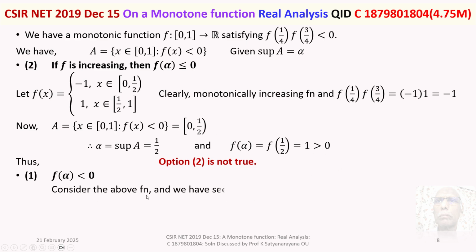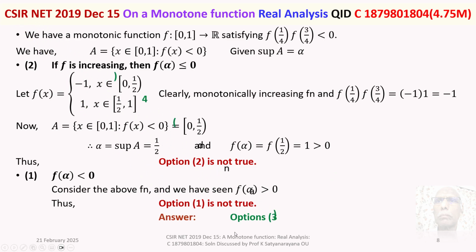So consider the above function, because on f, what type of monotonic function, whether it is increasing or decreasing, is not given. Therefore, we have taken increasing. Therefore, in the above example, we have seen f of alpha is 1, which is strictly greater than 0. But our option says strictly less than 0. Therefore, option 1 is not true. So, summarizing all the 4 options, option 3 and option 4 are true. Option 1 and option 2 are not true. Therefore, the answer to this question is options 3 and 4.